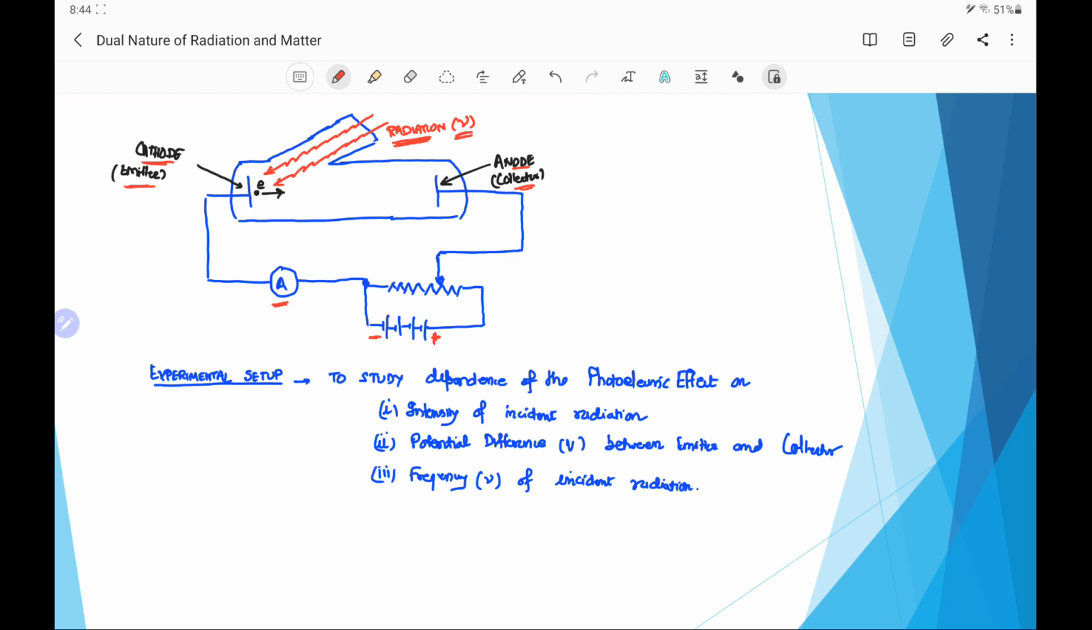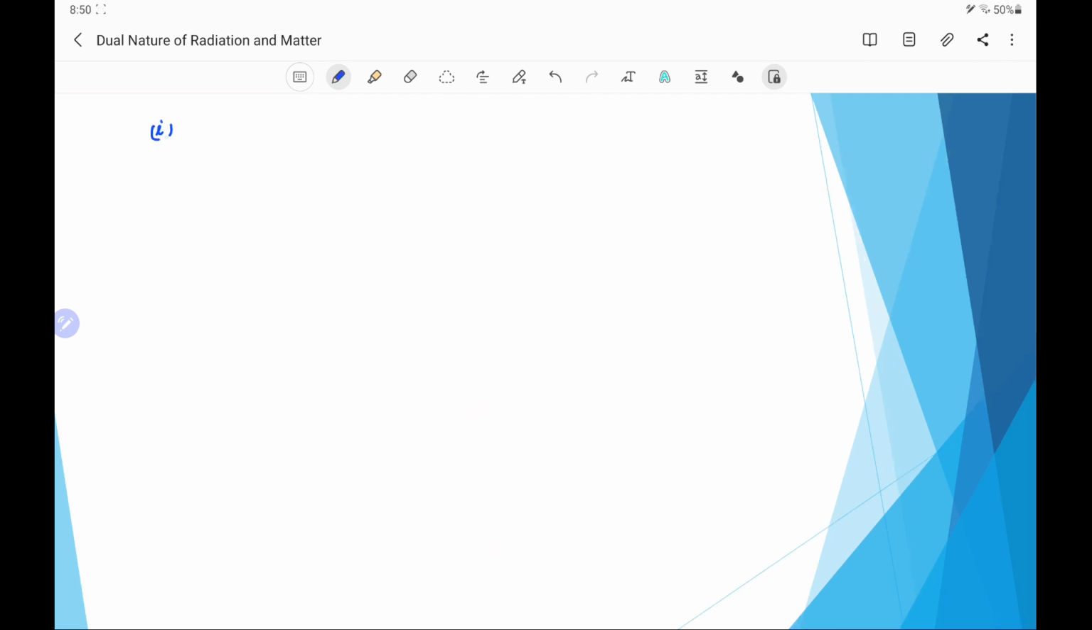So this experimental setup helps us to study the dependence of the photoelectric effect on the intensity of the incident radiation, the potential difference V applied between the emitter and collector, that is the cathode and anode, and the third factor is the frequency of the incident radiation. First is the effect of intensity of incident radiation.